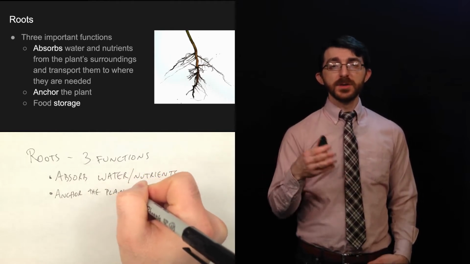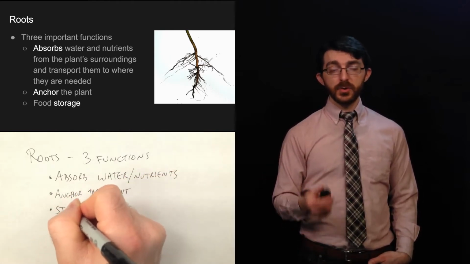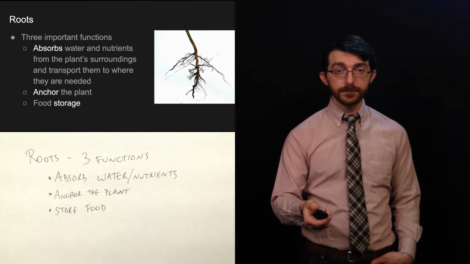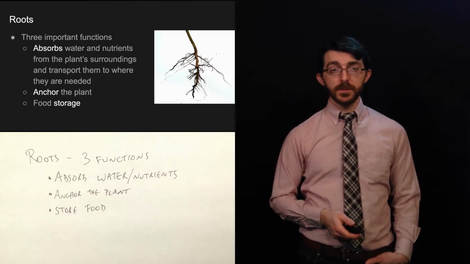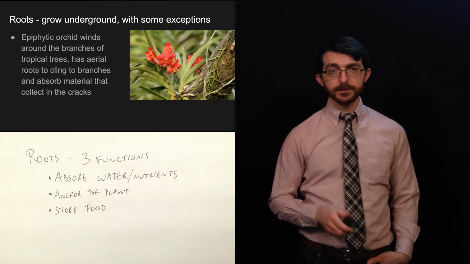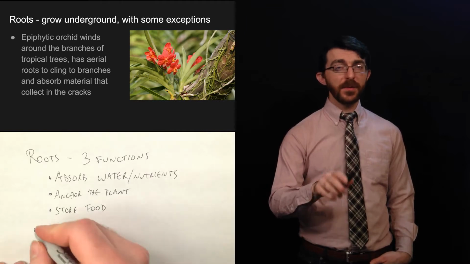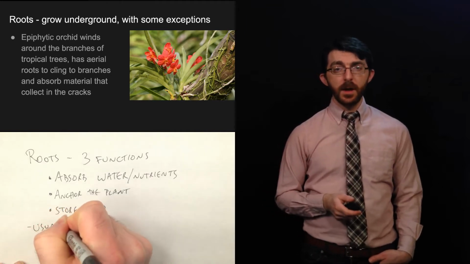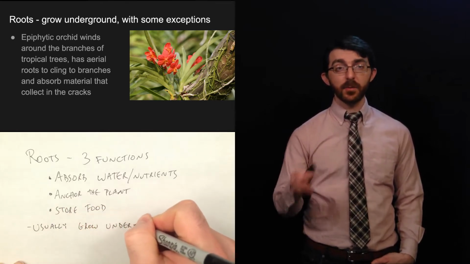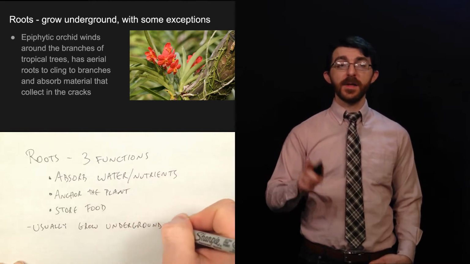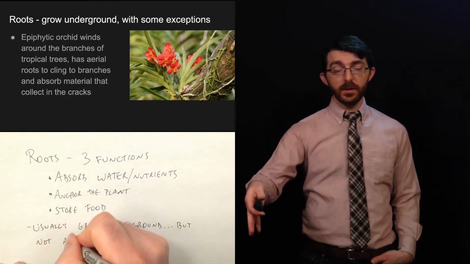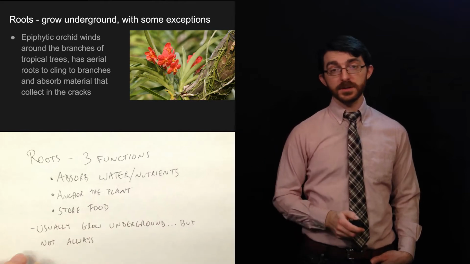And last of all, food storage. Plants produce food in their leaves, but they store food in their roots. So three important functions for roots: absorbing nutrients and water, anchoring, and food storage. Now, roots usually grow underground, but there are some exceptions. For example, the epiphytic orchid winds around the branches of tropical trees and has aerial roots to cling to branches and absorb material they collect in the cracks. So instead of getting nutrition from soil, it picks it up from dirt that's on trees.